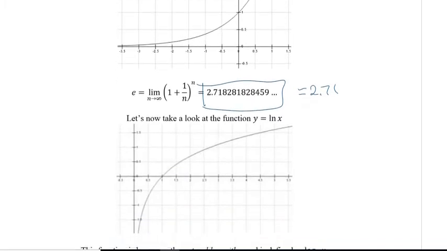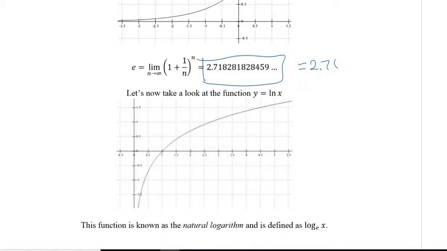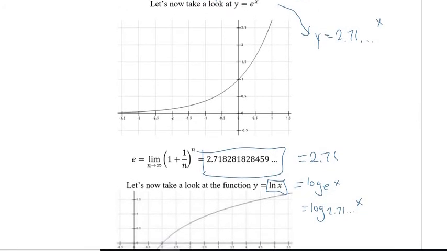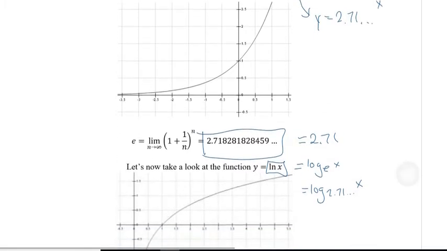Now we're going to have this function, y equals the natural logarithm of x. The other way that we can write that is the logarithm base e of x, or the logarithm base 2.71... of x. So you can already tell that these two should be connected. Hopefully you remember from advanced functions that exponential functions and logarithmic functions are connected. We can already see that there is a similarity in the shape.